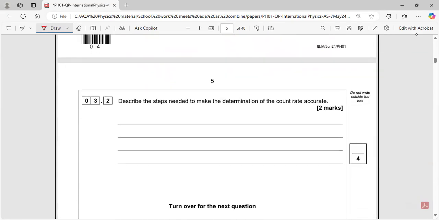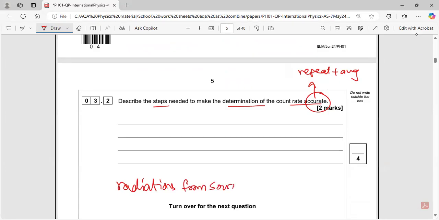If you look at the next thing, they are saying that you have to tell the steps needed for determination of the count rate accurately, like how you will measure the accurate count rate. Whenever the word accurate is there, it means you have to repeat your reading, repeat plus average, and you have to take the average. And one more thing, as these are radiations from the source, it means that the reading will not only be from the source, but some background radiation will also be there. So we have to mention both of these.